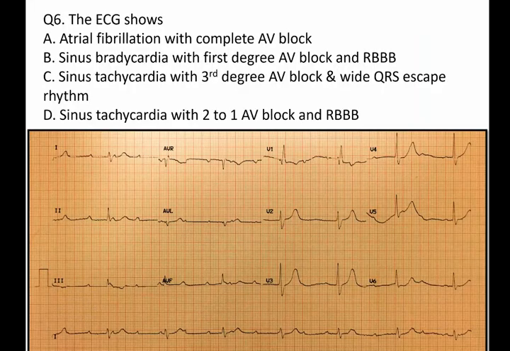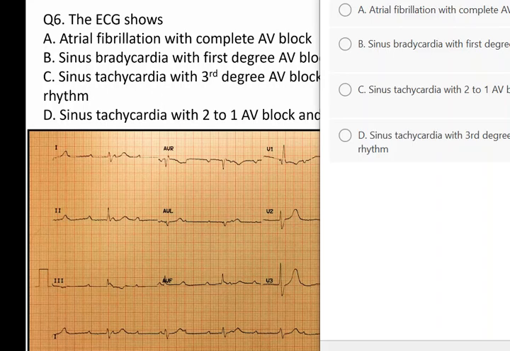The ECG shows A, atrial fibrillation with complete AV block; B, sinus bradycardia with first degree AV block and right bundle branch block; C, sinus tachycardia with third degree AV block and wide QRS escape rhythm; and D, sinus tachycardia with 2-to-1 AV block and right bundle branch block. Let's have the polling question. The polling question shows a little different order, but we will go by what the polling question says.